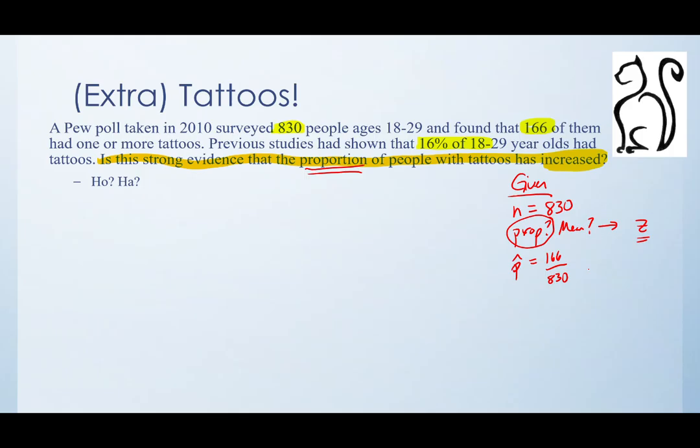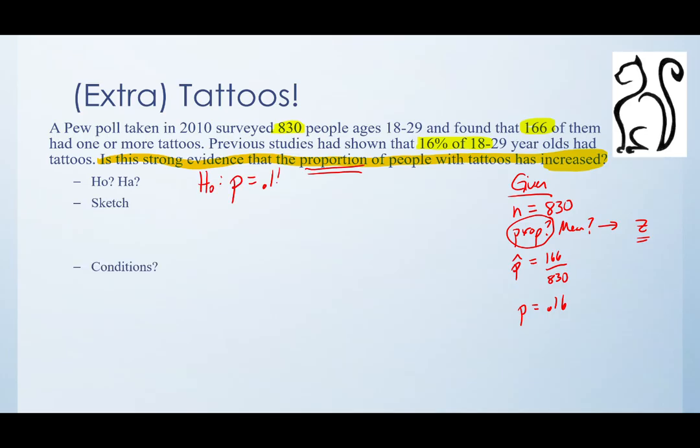We don't need a Q hat, but do we have a claim made as far as what the value of the population used to be? Maybe still is, right? Yes. Previous studies had shown 16%, 0.16, had tattoos. So remember, null hypothesis is a statement of no difference. So we're going to start by saying right now, or in 2010, that the proportion of people with tattoos in that age range has not changed, that it's still 16%. So that is our null.